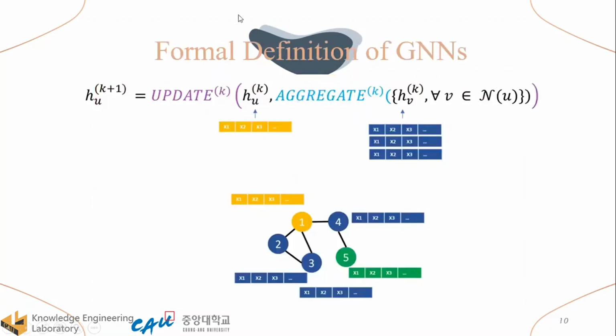So here is the formal definition of a graph neural network. We will have several time steps to indicate how many rounds of message passing, and the embedding vector of this node right here in the k+1 time step will be calculated using the previous embedding vector from the k time step and the aggregate information from the 3 neighbors of it.